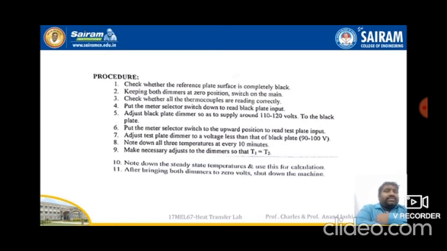The 10th one: note down the steady state temperatures and use these for calculations. Once it reaches the steady state condition, those values you have to consider for the calculations. After that, bring both dimmerstats to 0 volts and shut down the main line. This is how we are going to conduct the experiment.